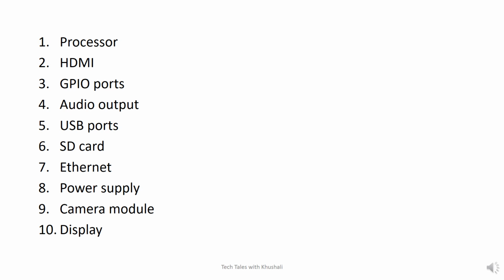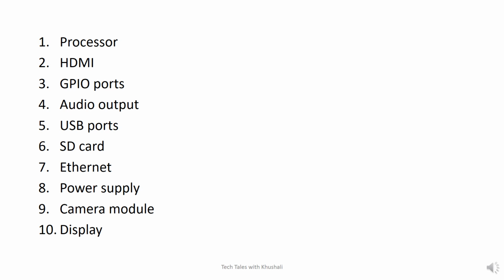The fifth is the USB port. This is a common port available for various peripherals like mouse, keyboard or any other input-output device. With the help of the USB port, the system can expand by connecting more peripherals.